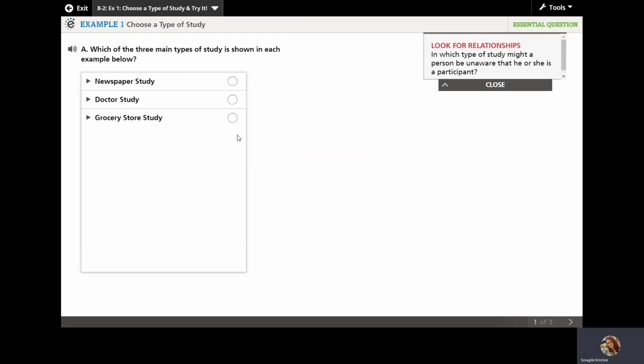Let's take a look at this question. In which type of study might a person be unaware that he or she is a participant? Let me give you a minute. And that would be an observational study. In an observational study, you're just being observed, and you may or may not know that you are a participant in that study.